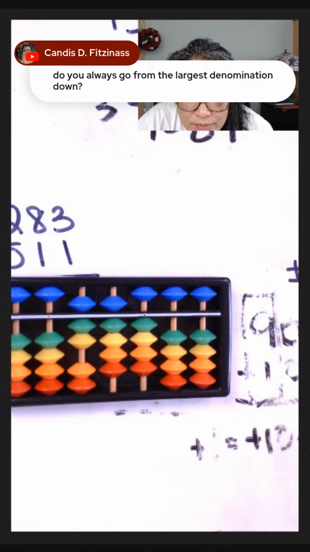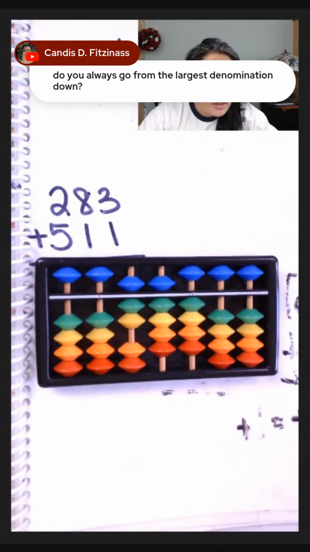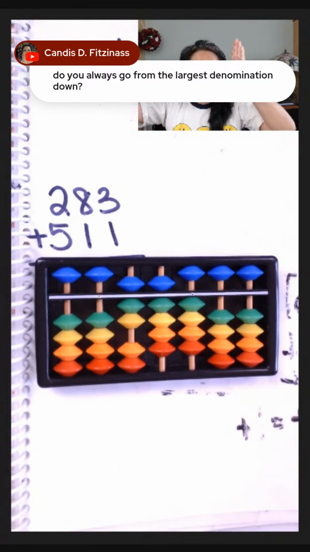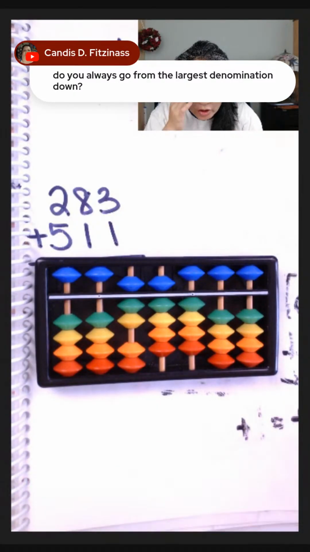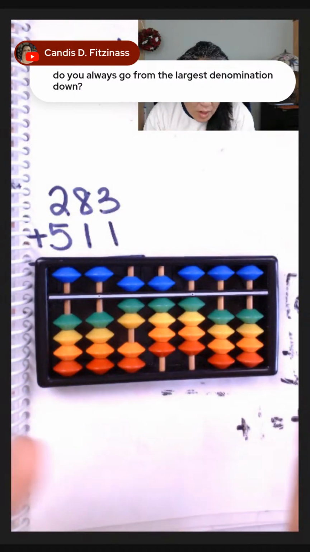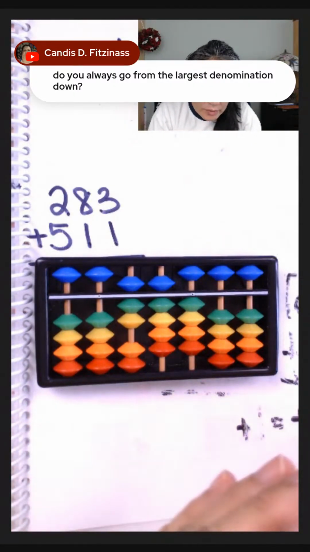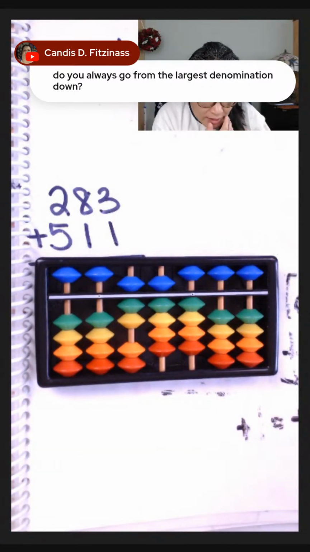Yes, exactly. So it doesn't matter, Candace, but you just need to make sure you track where your columns are. And we'll get to a point where you're going to be very fluid. This is why it's good to be number fluid, and that's what the abacus helps you with.